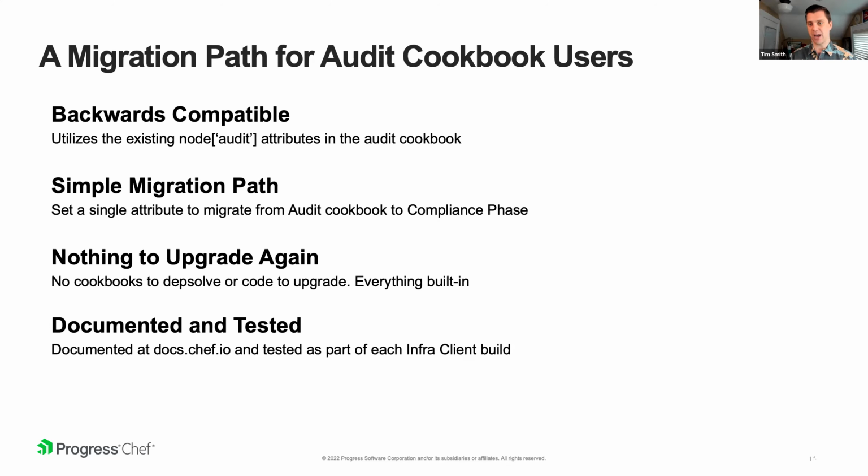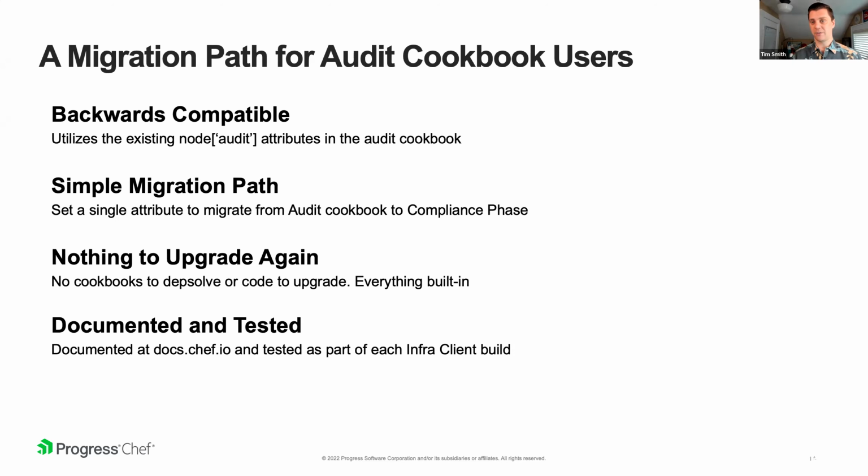That simple migration path, I think, is really going to let people jump into some of the newer stuff that we're talking about here. But we want to make sure that this is fully backwards compatible for all the users. If you want to opt into it, you set a single attribute. If you want to continue to use the Audit Cookbook for now, you can continue to use that just the same, even in 17.0 and later. Just don't set the attribute.